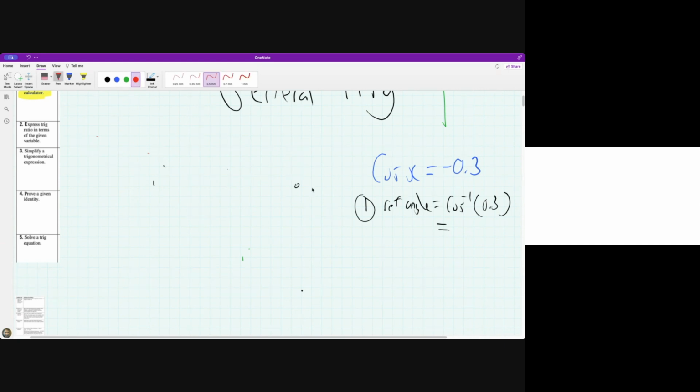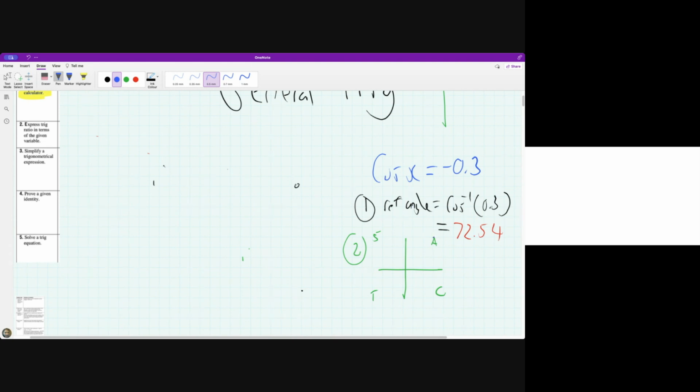Okay, so what I'm seeing in the chat is 72.54. Awesome. Okay, now step 2. In what quadrants is cos negative? I'll give you a hint. Which quadrants? Because at the beginning, this said cos is negative 0.3. In which quadrants does this happen?